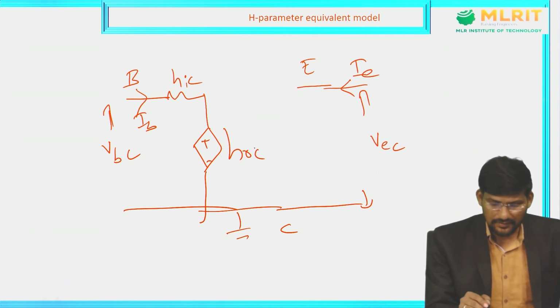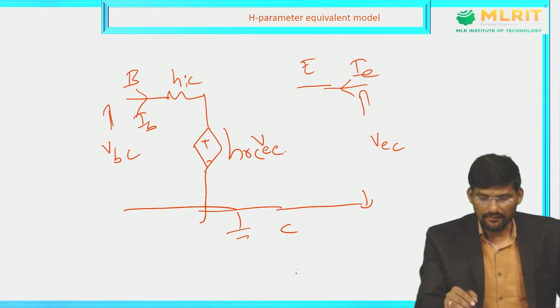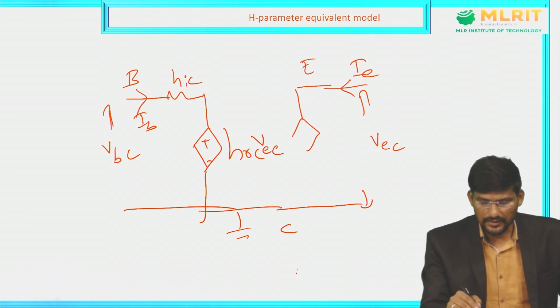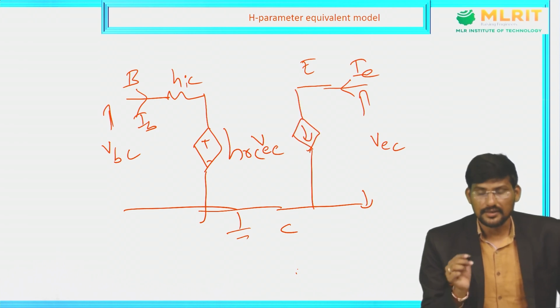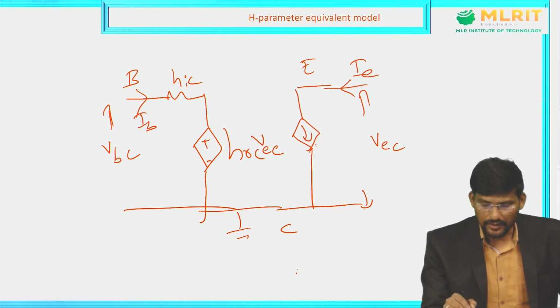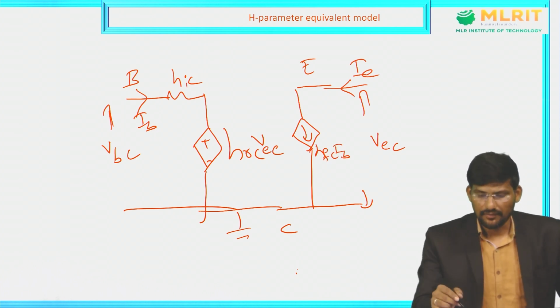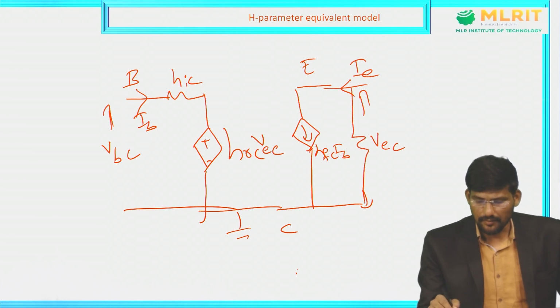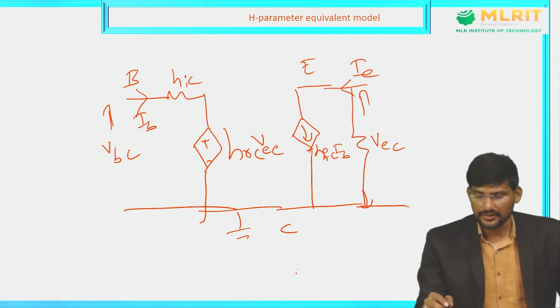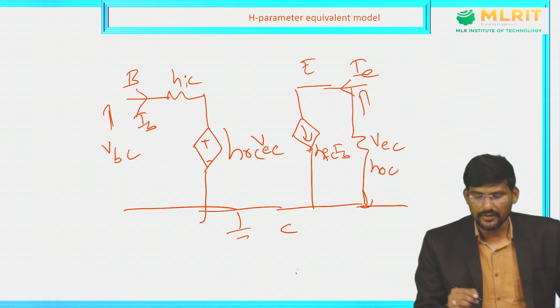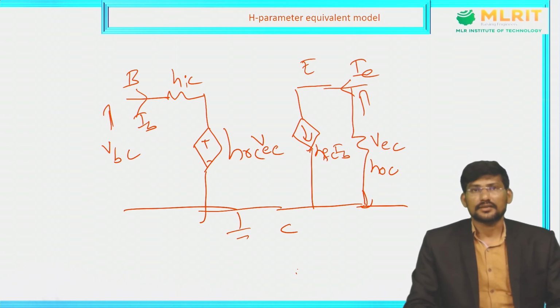VEC. This will be considered as HRC into VEC, which is the dependent source, and we have another dependent source here, that is a current dependent current source. This will depend on the input current, so that is HFC into IB. And next we have another admittance. What is the admittance here? It is H0C. This is the equivalent circuit for a transistor in common collector configuration.